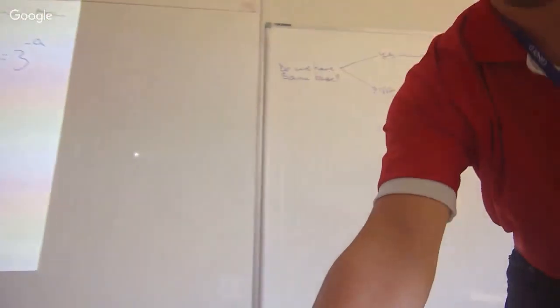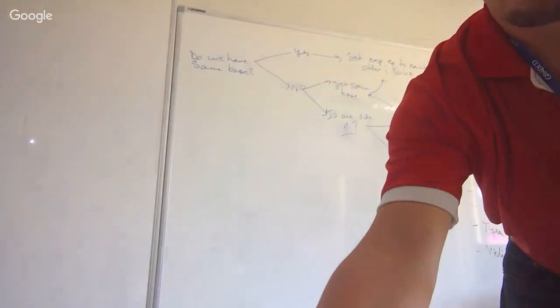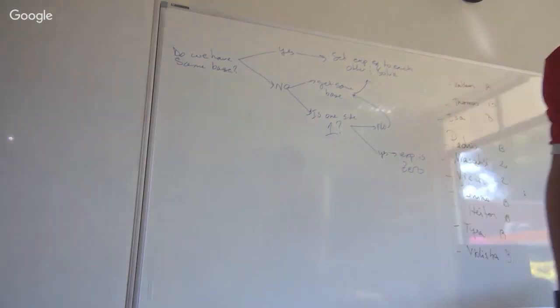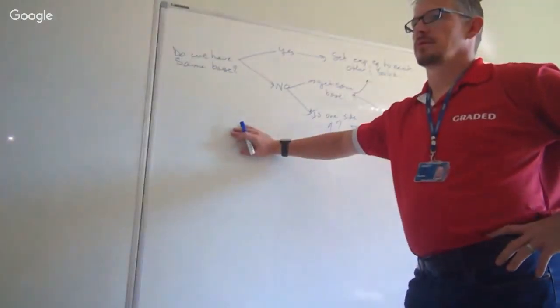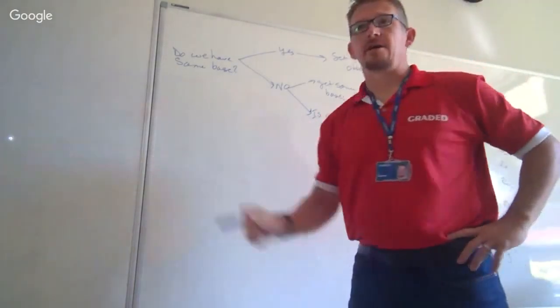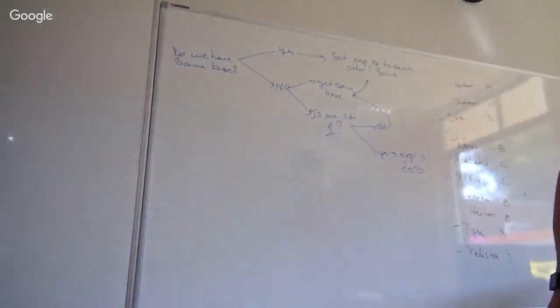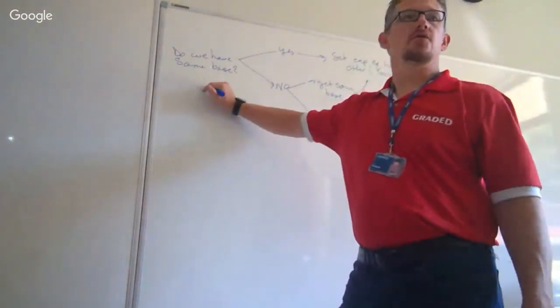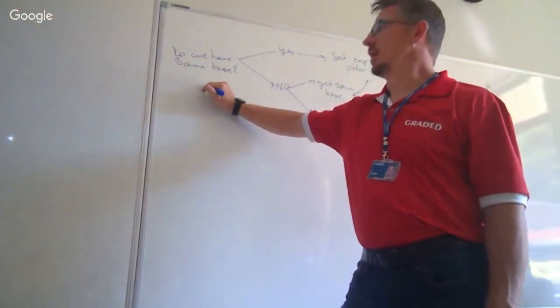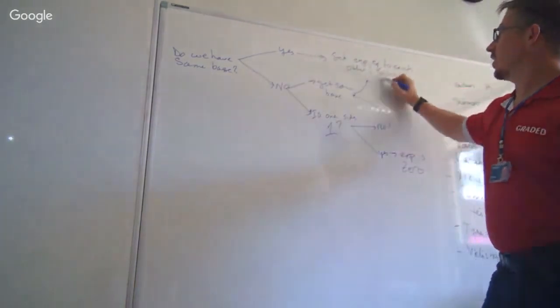Do we have the same base? So this is your diagram. The diagram that we need so that we can work through these problems is, we start with the first question: do we have the same base on both sides? Yes. So our answer is yes, so what do we do?